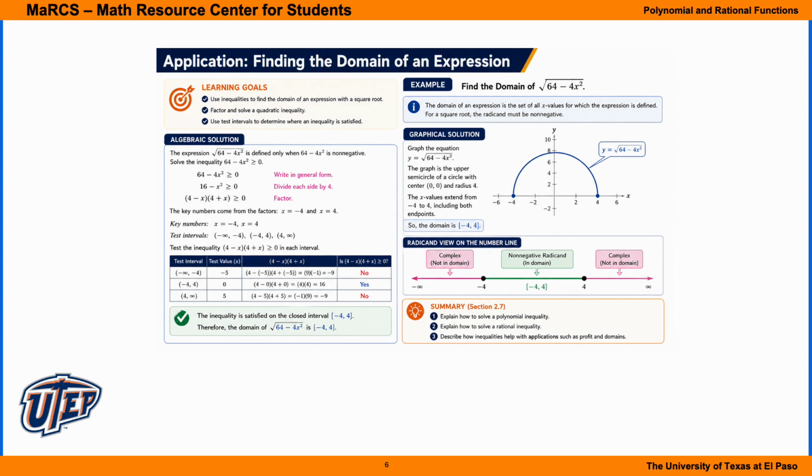So now we have our graphical solution. So the graph of the equation y is equal to the square root of 64 minus 4x squared is to the right. So the graph is the upper semicircle of a circle with the center 0, 0 and a radius of 4. The x values extend from -4 to 4, including the endpoints.